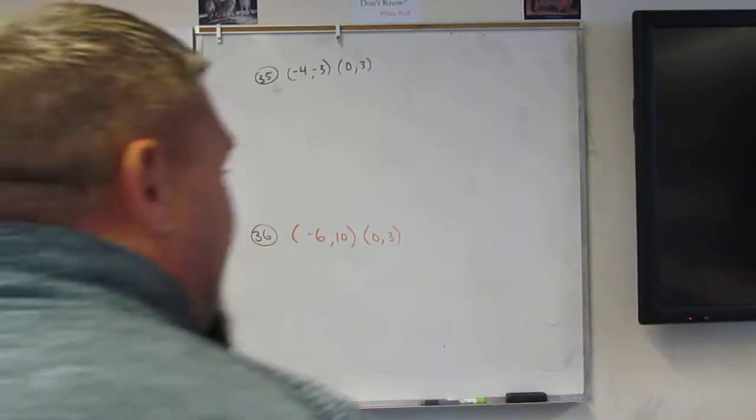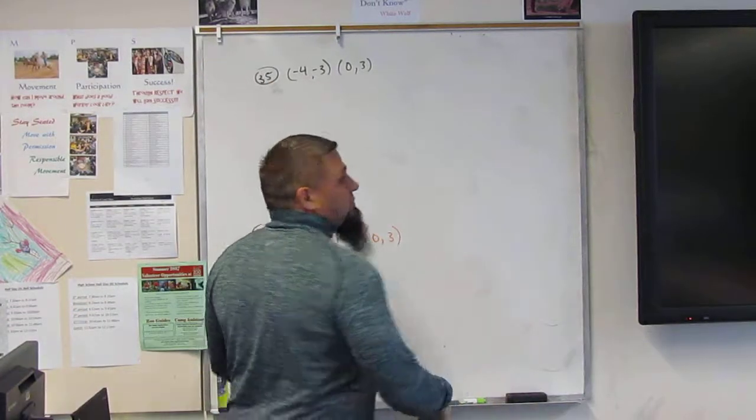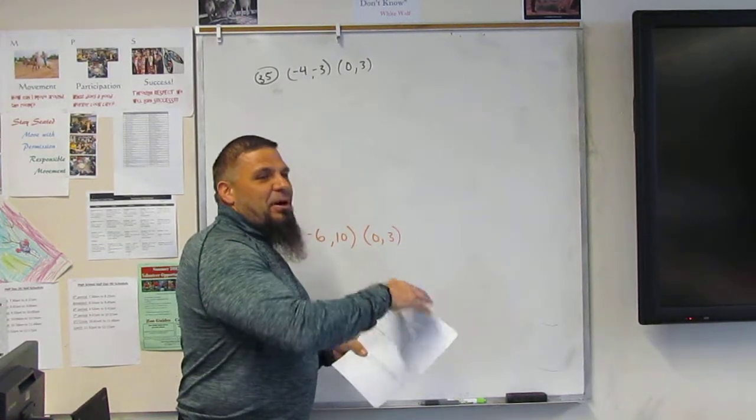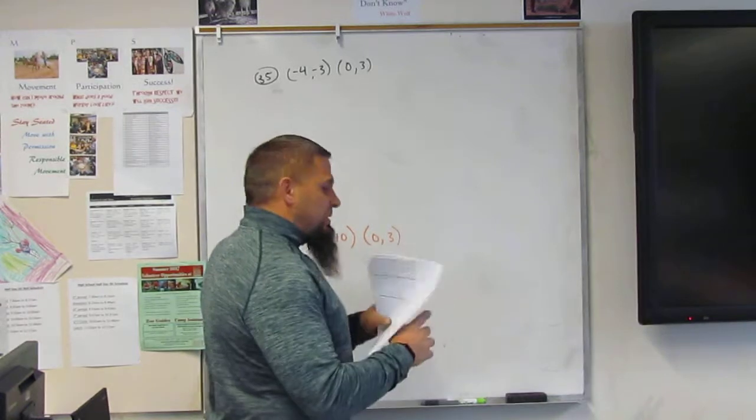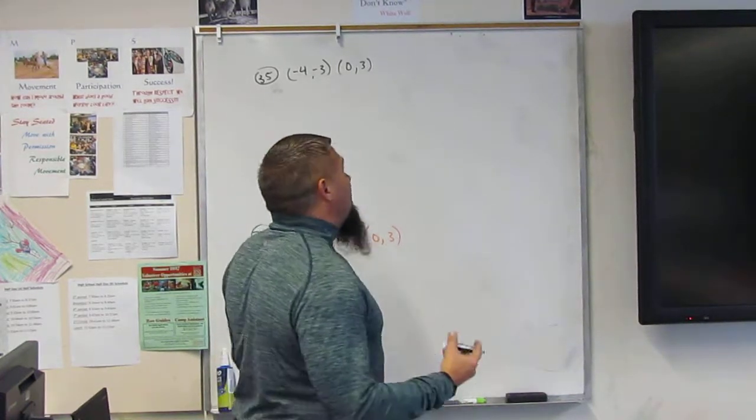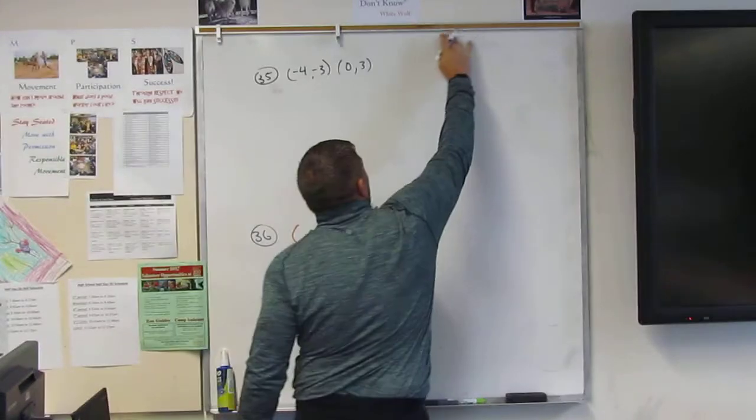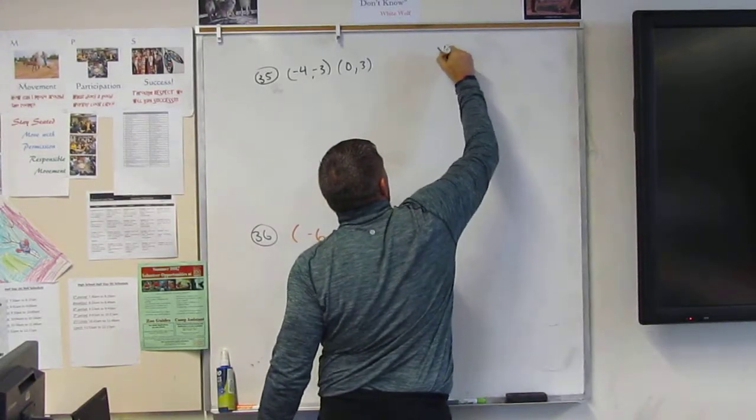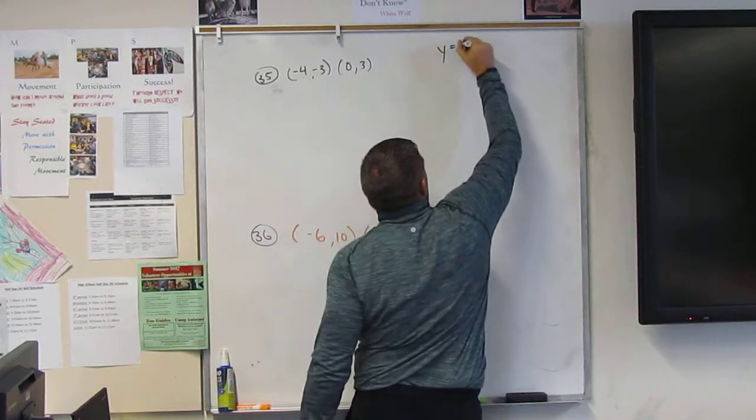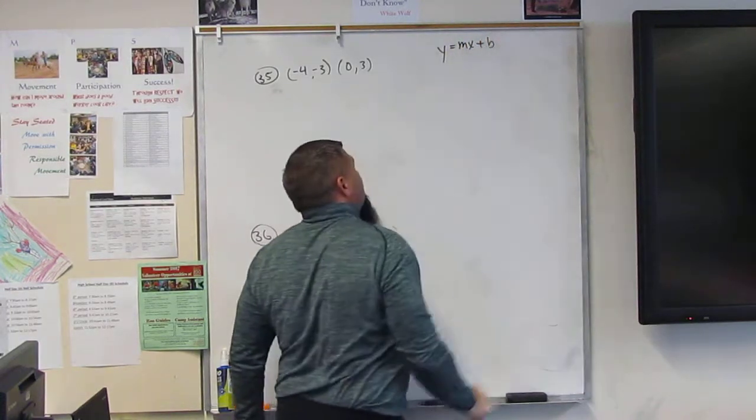All right, number 35 says that it wants an equation. You don't see that part because it got cut off, but that's what it's asking for, an equation. You need to give me, what's the equation of the line? Anybody remember? Y equals mx plus b. Very good.